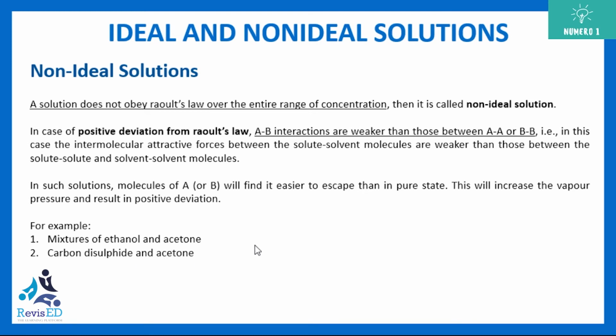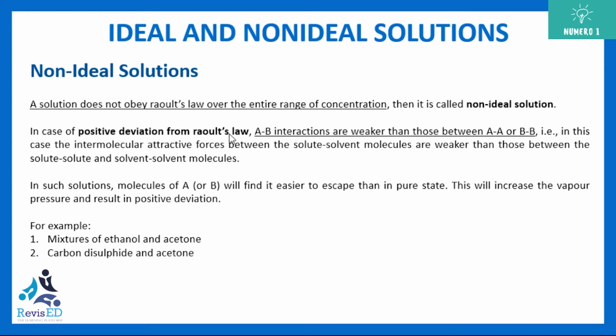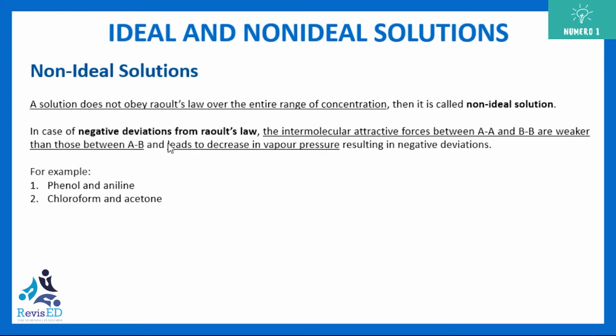Now this was about positive. Now let's look at negative deviation. So it is kind of vice versa, it is opposite. Here in the positive deviation we saw that AB interactions are weaker. In case of negative deviation, AA interaction and BB interaction are weaker. Okay, so what is happening is that the molecules are staying in AB form, that means they are staying inside the liquid form. So this tends to decrease the vapor pressure. An example is phenol and aniline, or the other example is chloroform with acetone.